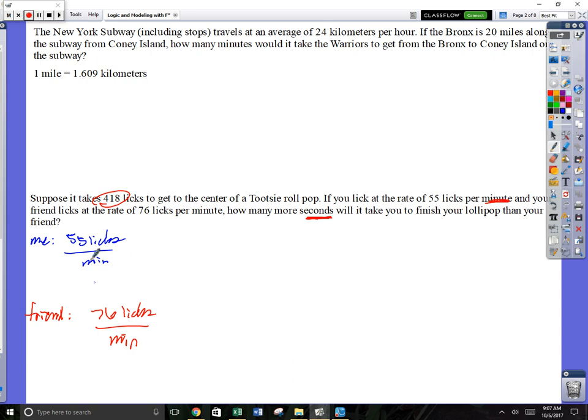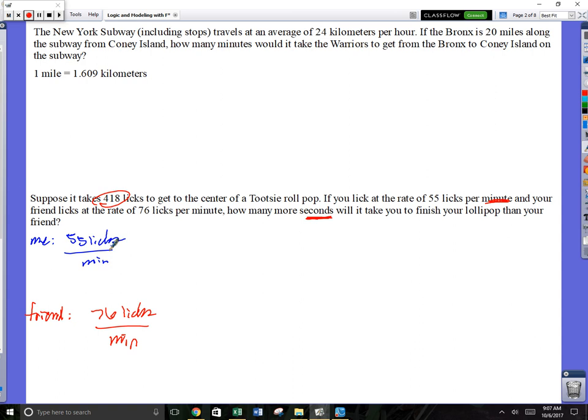Let's start converting mine. So it takes me 55 licks per minute, and let's change that to seconds. So I'm going to multiply by a rate that puts minutes on top, seconds on bottom. So that's going to be 1 minute is equivalent to 60 seconds. So times your tops, minutes will undo minutes, and I've got 55 times 1 licks, and then on bottom that's really a 1, so I got 60 times 1, so that's 60 seconds.